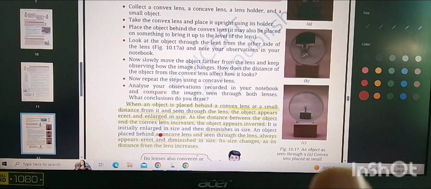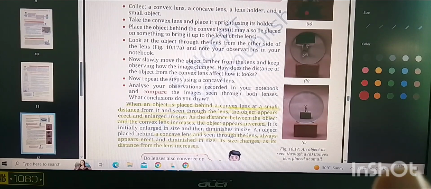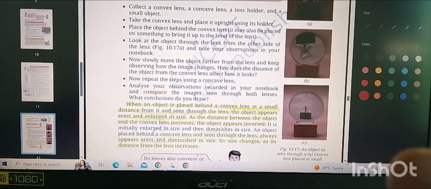So in the case of a concave lens, the object seen through the lens always appears erect and diminished in size. Its size changes as its distance from the lens increases. This is the particular images. Always keep in mind that concave mirrors and convex lens produce enlarged images.